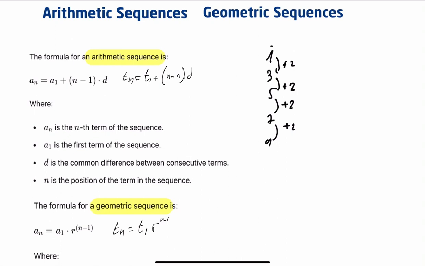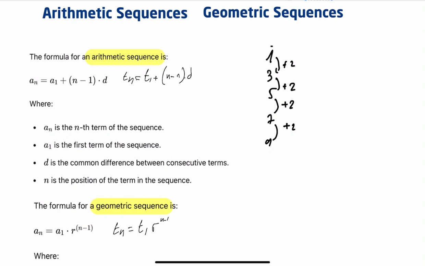So an arithmetic sequence is a bunch of numbers that have the same difference, or they are built based on adding the same number starting from the first one up to the last one. Okay, good.